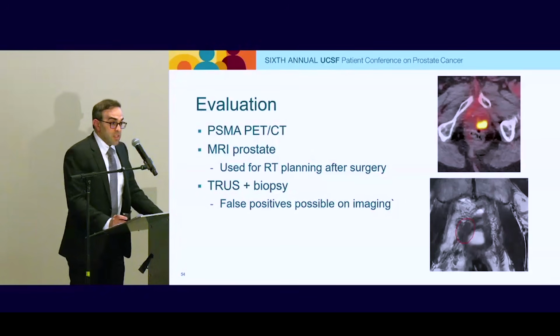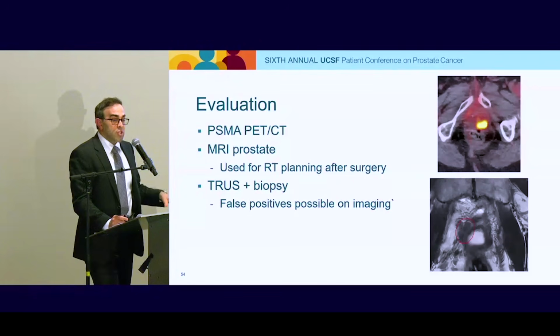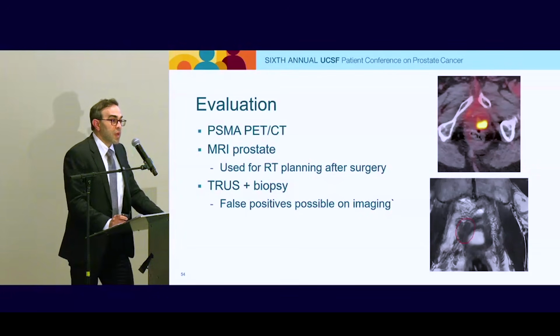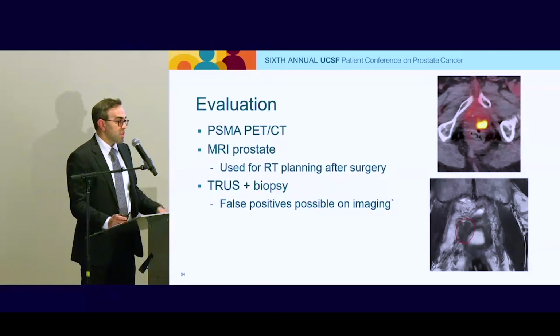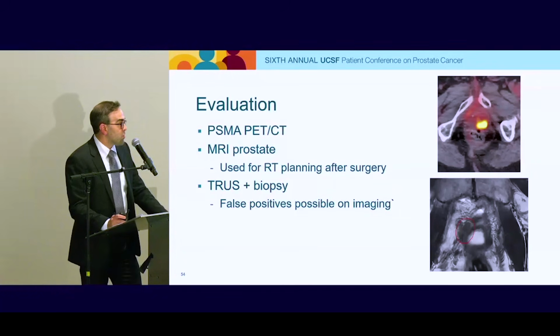I think a lot of this got discussed, but I'll just go through my evaluation of how we look at local recurrences. So, for example, I usually start with a PSMA PET-CT, working my way outwards. As Dr. Bear mentioned, this is great at catching distant recurrences that we've never seen previously at much lower PSAs, somewhere between even as low as 0.2.